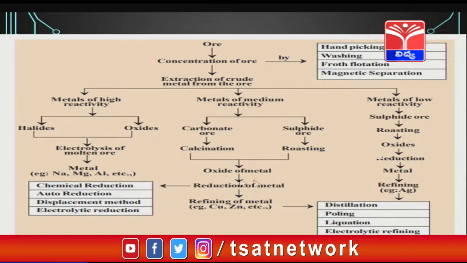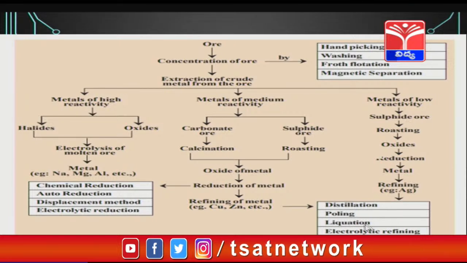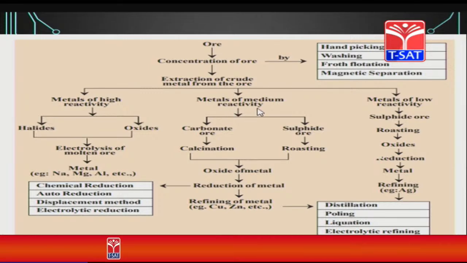So, after getting metals profitably from different processes, you can again purify them. And what is the method of purification? It can be distillation, poling, liquation or electrolytic refining, depending upon the metal you have taken. So, this is all we have to study in this lesson.